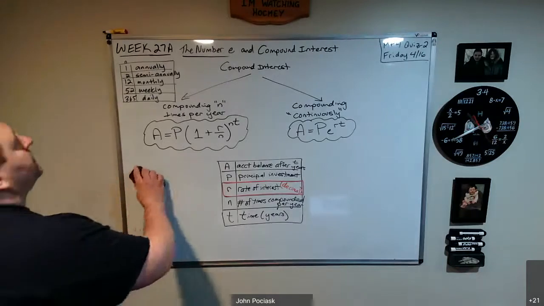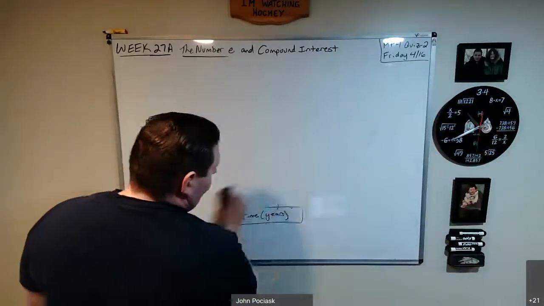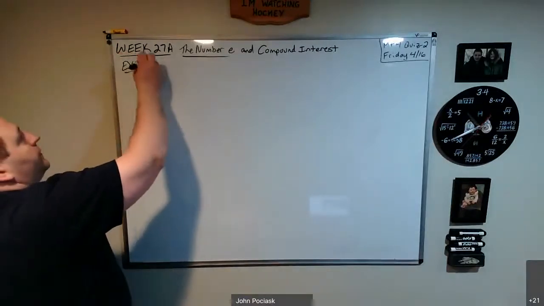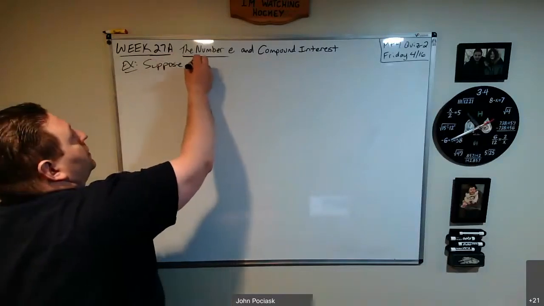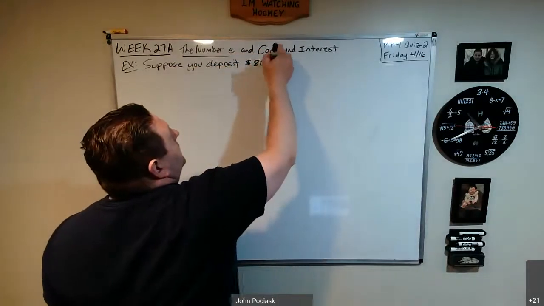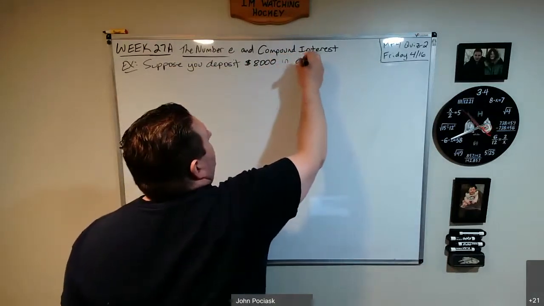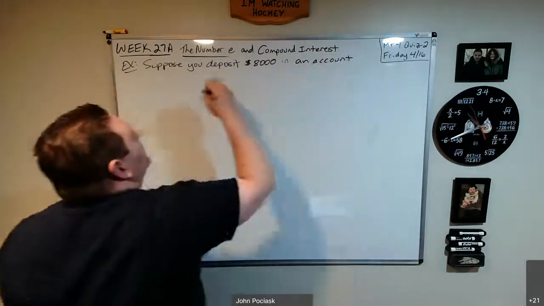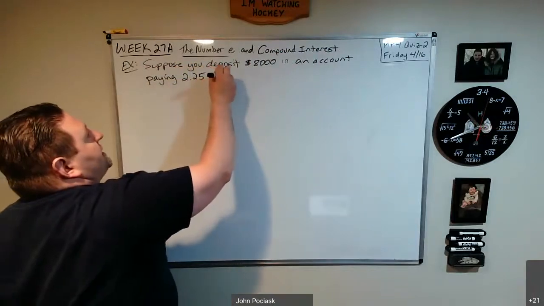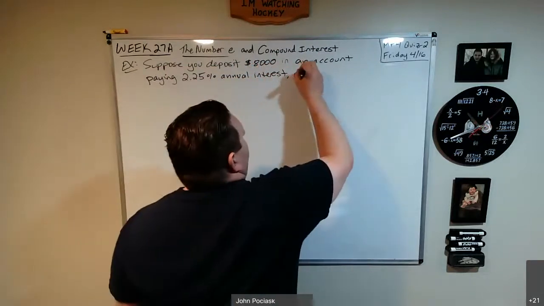Okay. Here we go. Suppose you deposit, let's do $8,000 in an account paying, let's do 2.25% annual interest compounded blank.